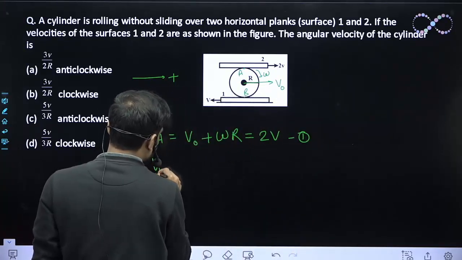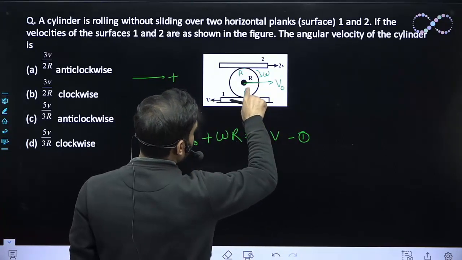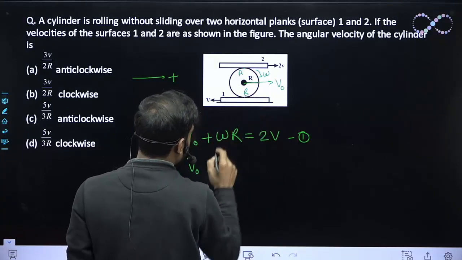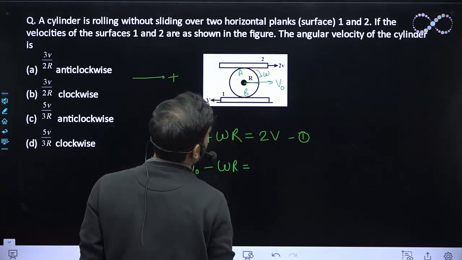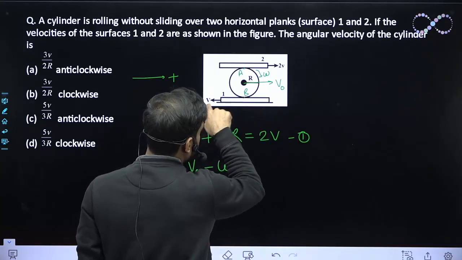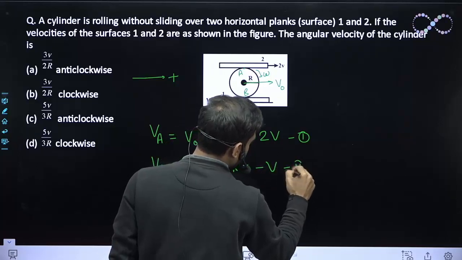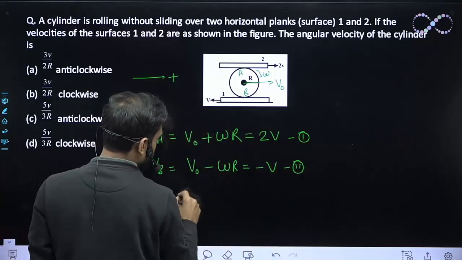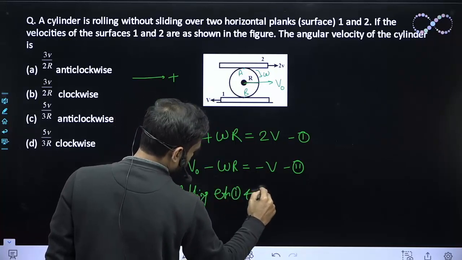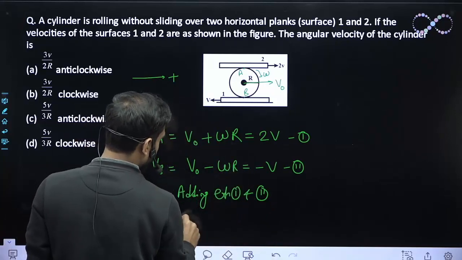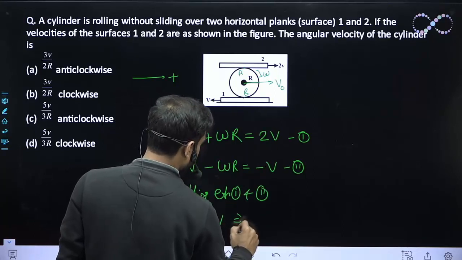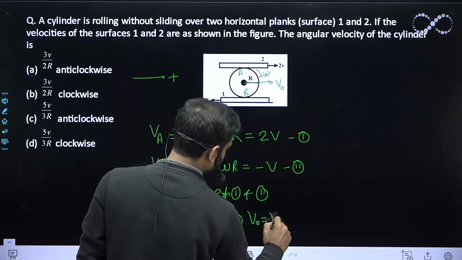Now if I talk about the velocity of B, due to translation you will get v naught, rightward direction, so positive. Due to omega r you will get backward direction, so that is minus omega r, and the net velocity of B is in backward direction, that is minus v. So this is equation 2. If I add both these equations, adding equation 1 and 2, omega r will cancel out and you will get 2 v naught is equal to v. So from here I can say v naught is v by 2.